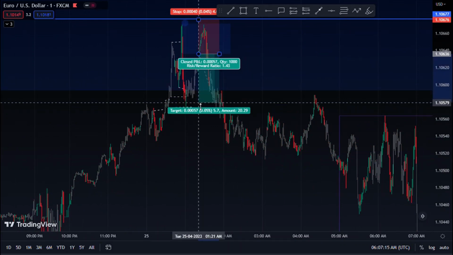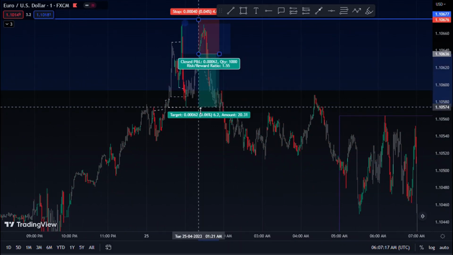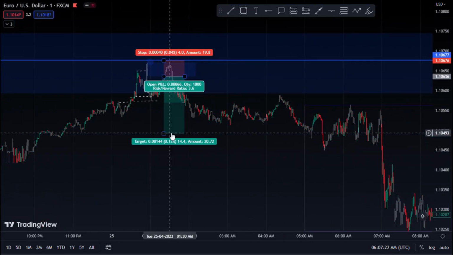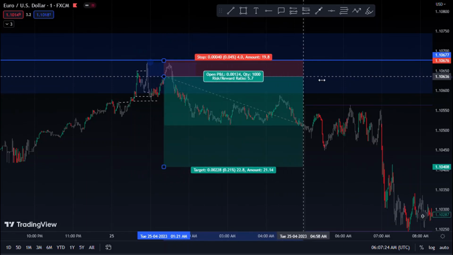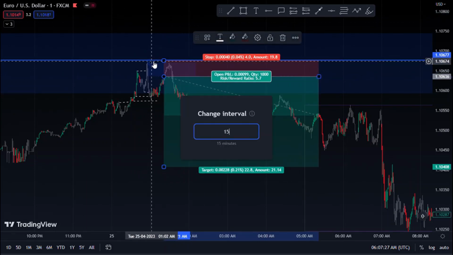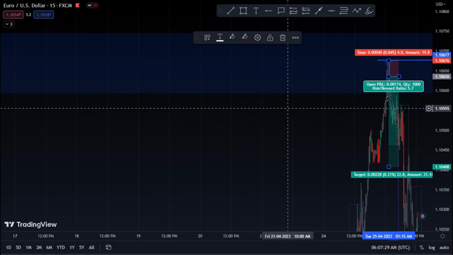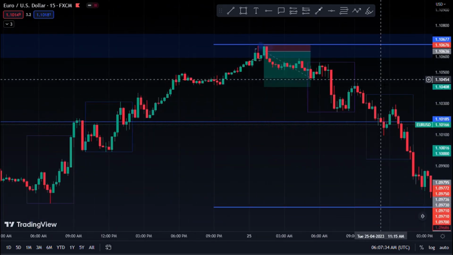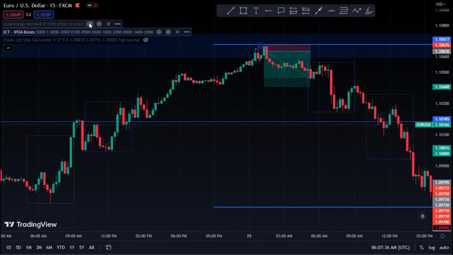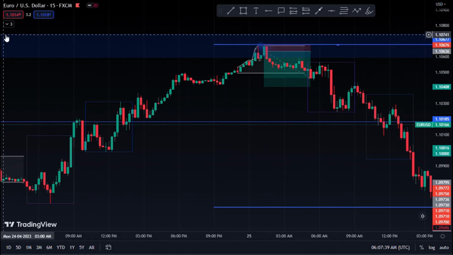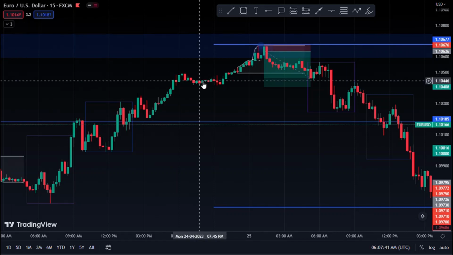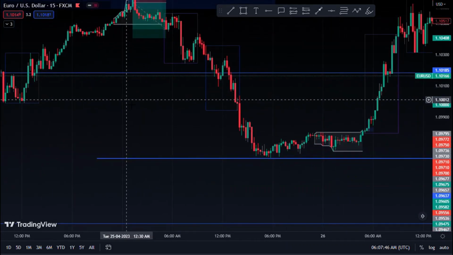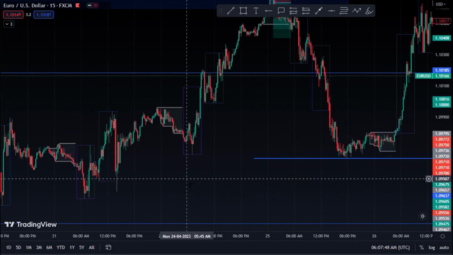So I thought I should target something like this, and there was another low that I should target. So let me go to the 15-minute time frame and make it bigger. Let's see what we can target. First we can target this. Let me turn on this Asian range again. Okay, so this was the Asian low liquidity, and then we can target another one.